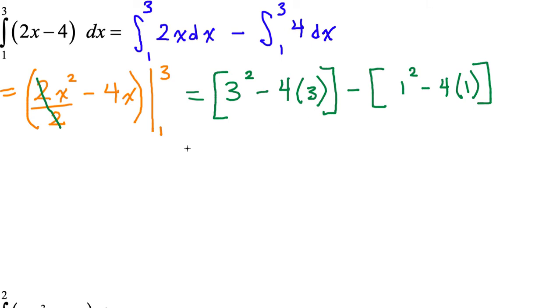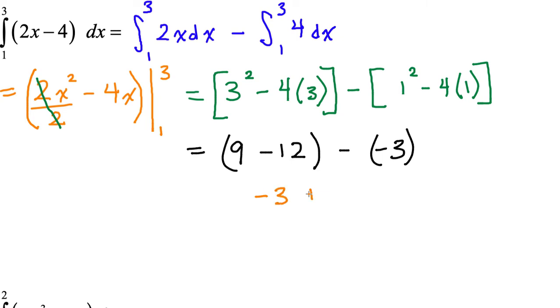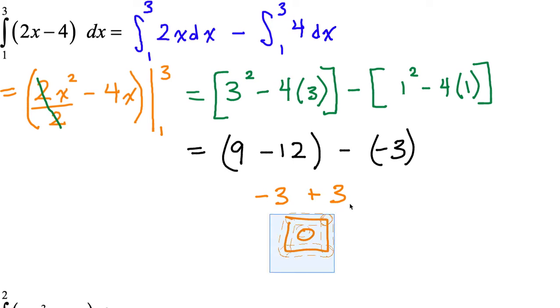And then I can simplify that. 3 squared is 9 minus 12. All of that minus, and then 1 minus 4 is negative 3. 1 minus negative 3. 9 minus 12 is negative 3, so I get negative 3 plus 3, and my answer is 0. I kind of want to make that red to make it stand out as my final answer.